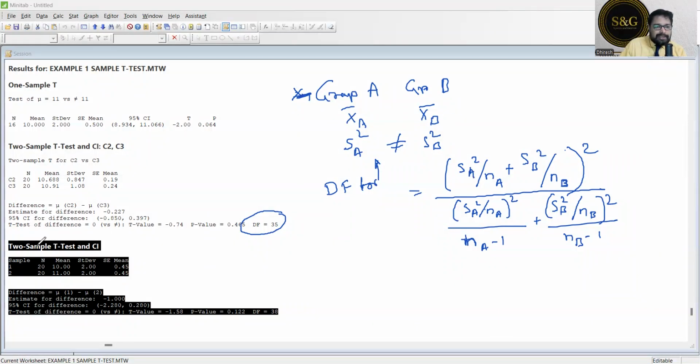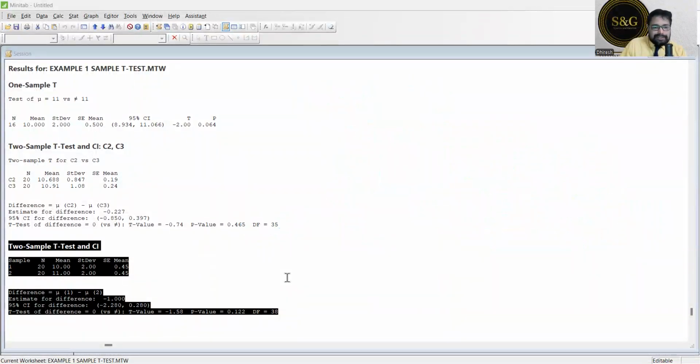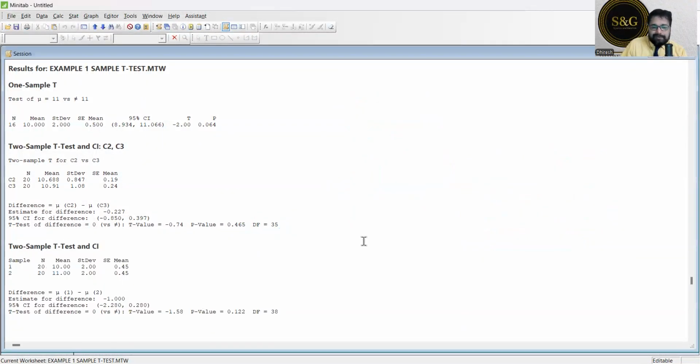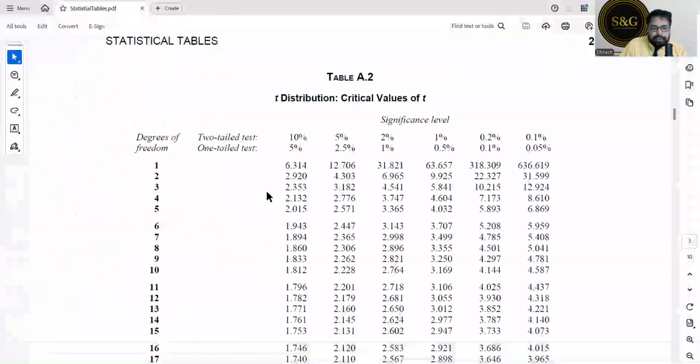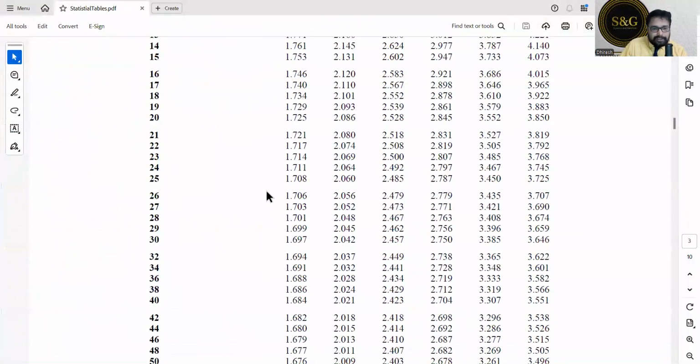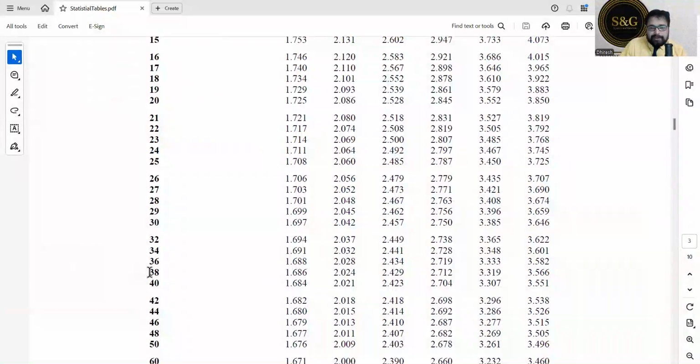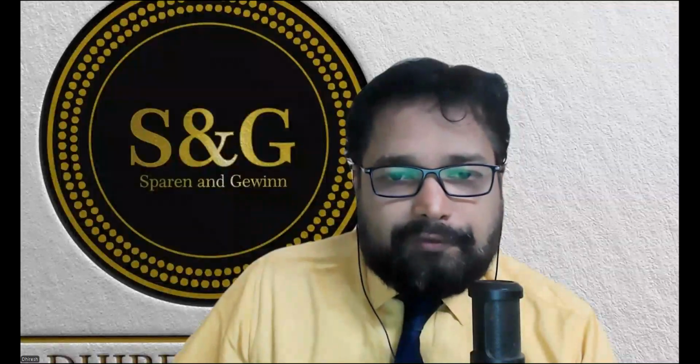Let's try calculating this once. So with this t value, which is minus 1.58, and degree of freedom 38, let's see if our table allows us to use this. Okay, so degree of freedom is 38. Let's see, is 38 there? Yes, 38 is there. And what was that value? 1.58. Okay, can you find 1.58 there?